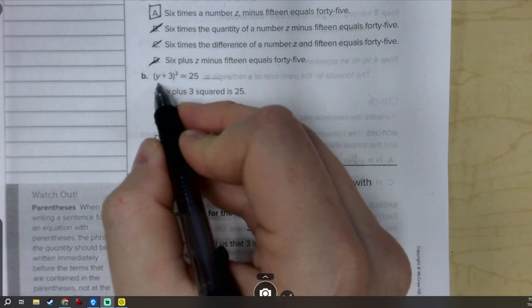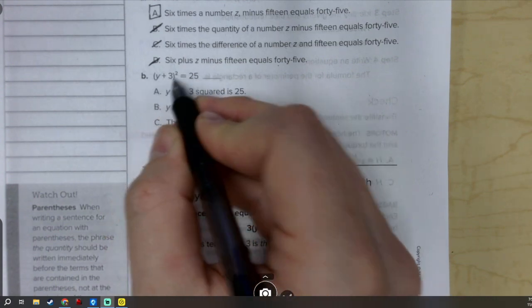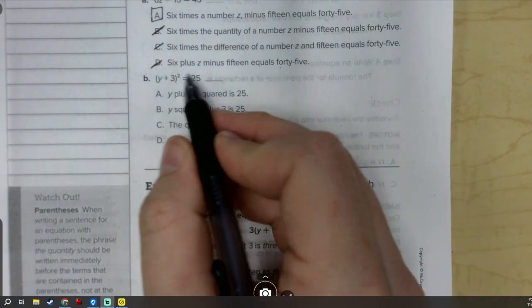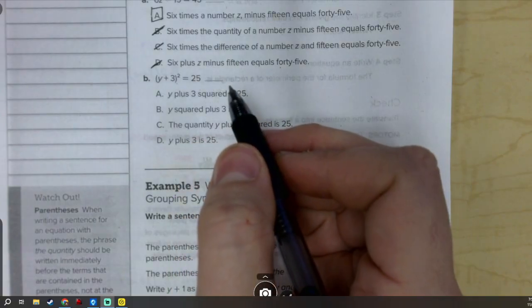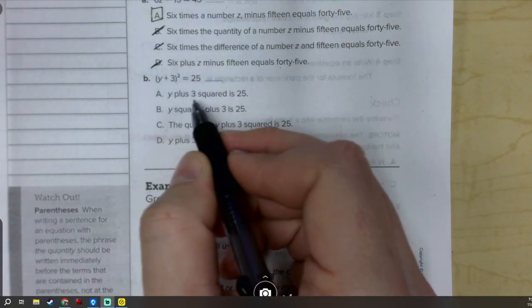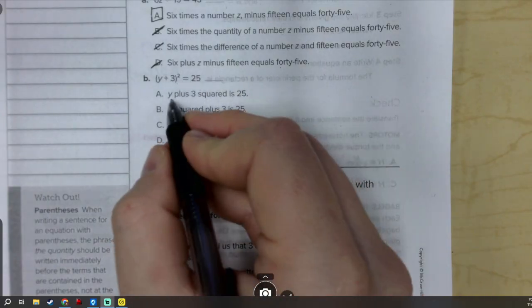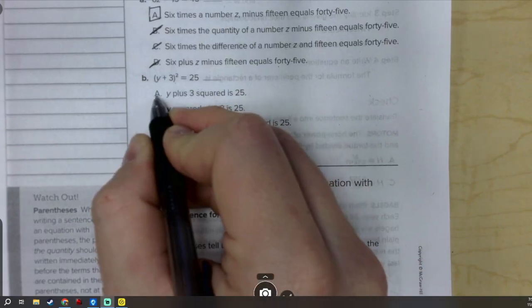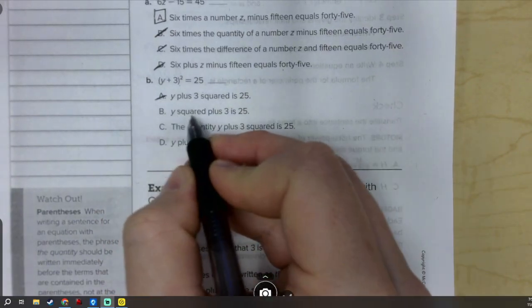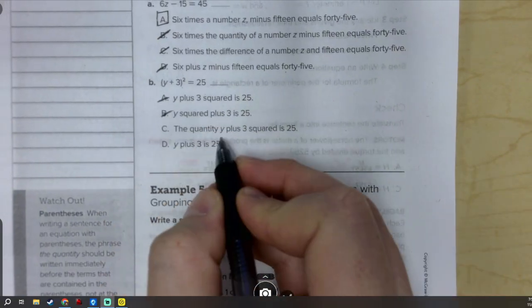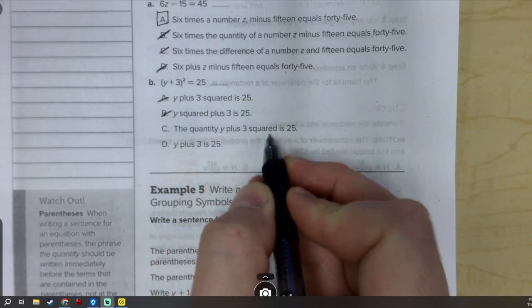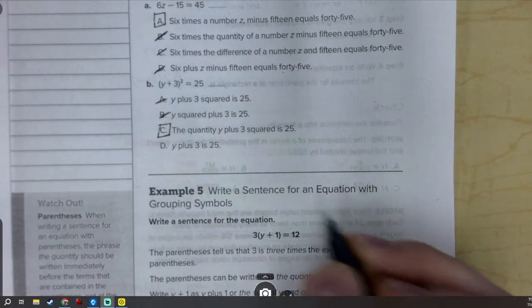All right, next up we have the quantity of y plus 3 squared, or it's just y plus 3. We have to say quantity. No, y plus 3 squared. Nope, because that's just saying the 3 is squared. Y squared plus 3. Nope. The quantity of y plus 3 squared. There we go.